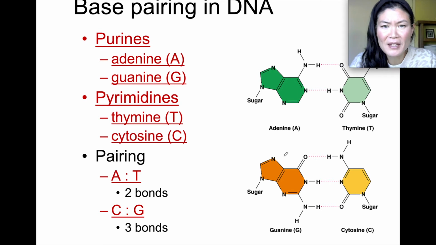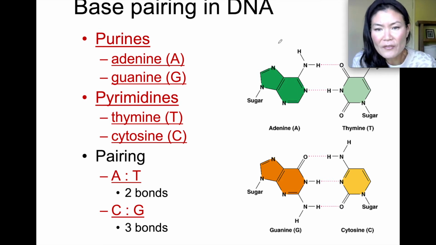So base pairing in DNA, you have adenine and thymine, guanine and cytosine, and we said that between adenine and thymine there are 2 hydrogen bonds. Between guanine and cytosine there are 3. Adenine and guanine are called purines. Purines are the ones with the double rings. Do you guys see that?